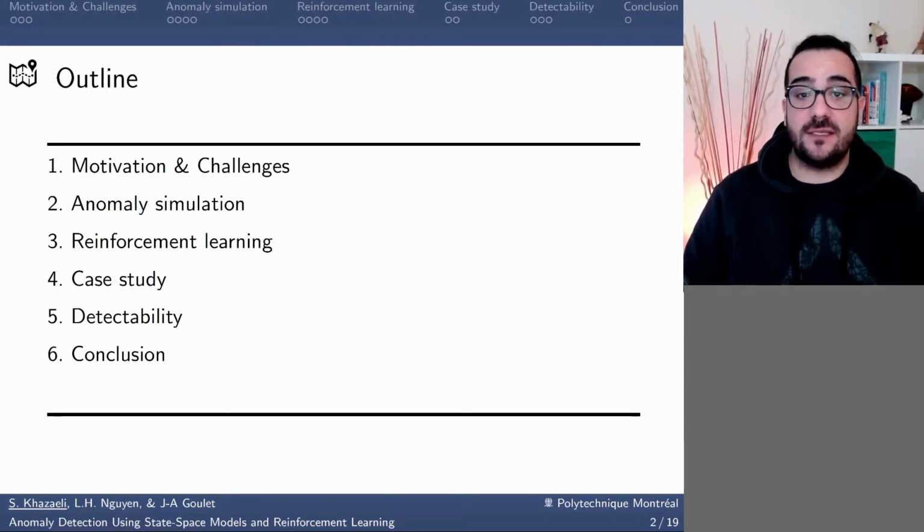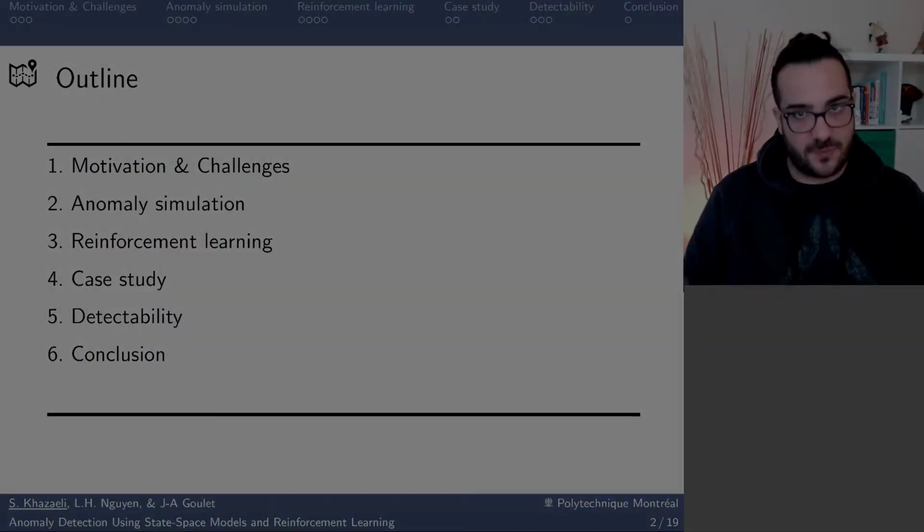Then I'll present the nature of the anomalies and how to quantify them so we can detect these anomalies using reinforcement learning. In section 4, I'll explain and support the framework by showing you a real-world case study. And in section 5, I'll show you how to quantify the detectability of the trained agents. And finally, I'll wrap up the presentation by highlighting the main conclusions of this work. So without further ado, let's begin.